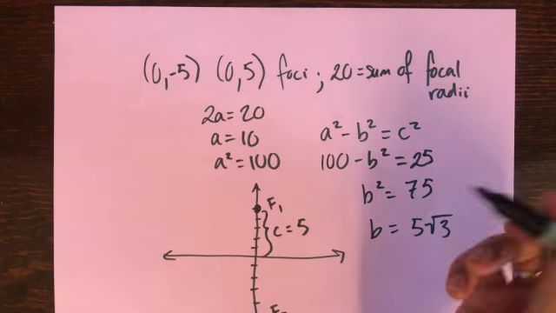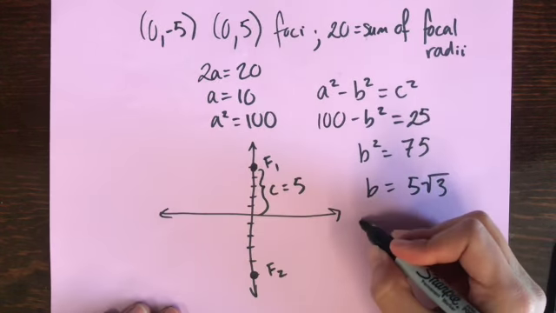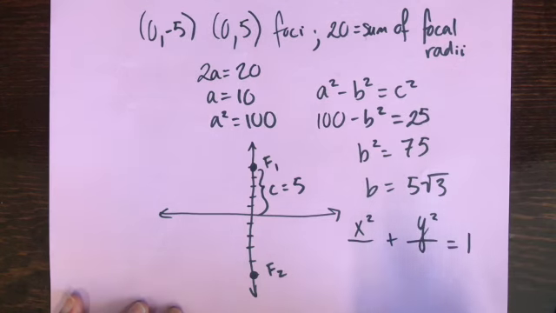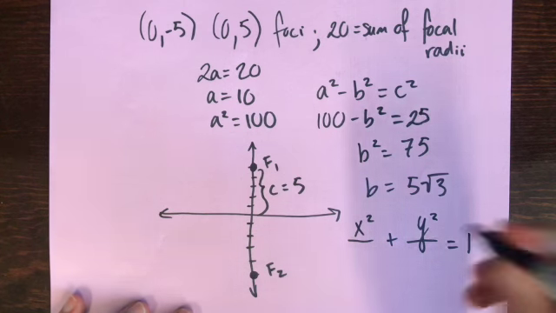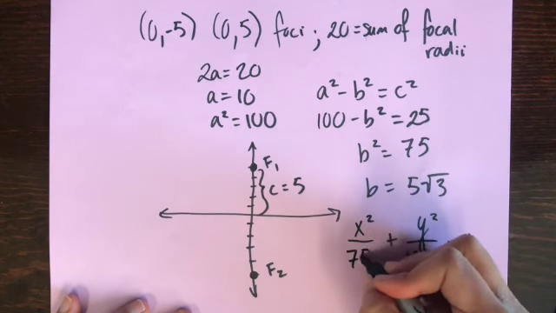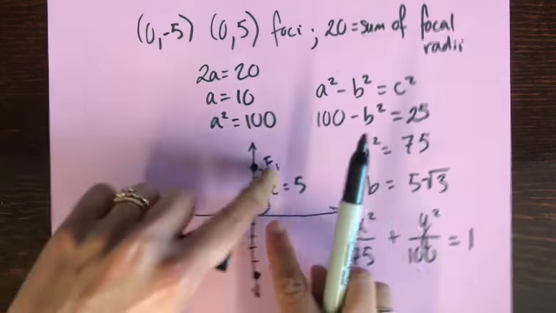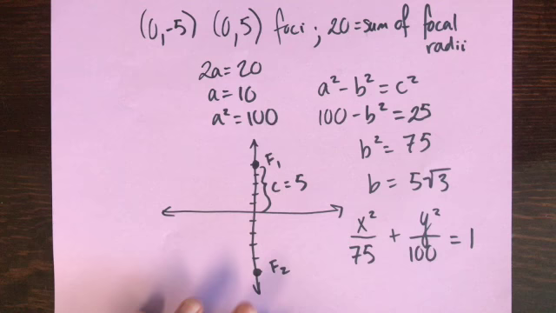But now I just have to figure out, okay, which one has the bigger base? So I know that this is going to be longer in the y direction, because the foci are in the y direction with respect to each other. So I would put 100 over y because it's in the longer direction, and then the short direction I would put 75 under that, because x is going to be a little bit smaller.